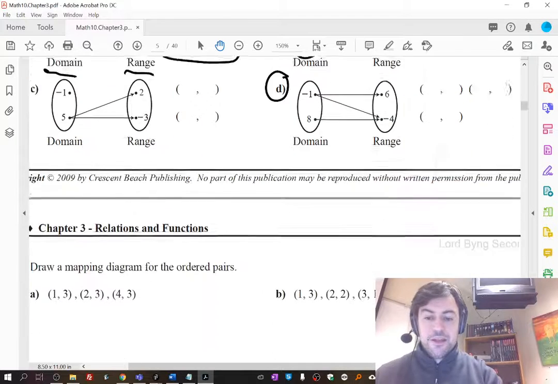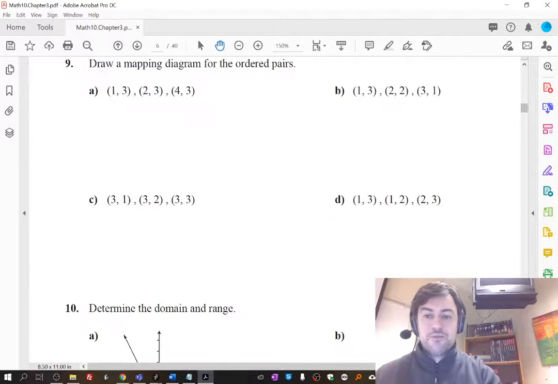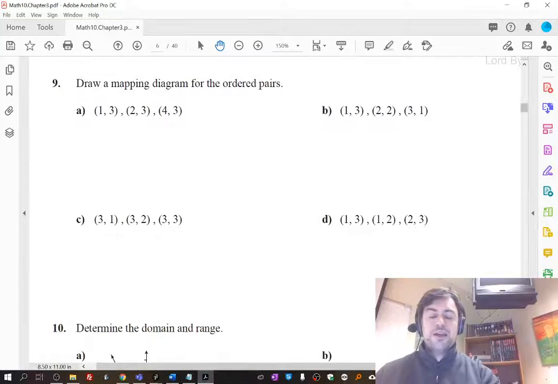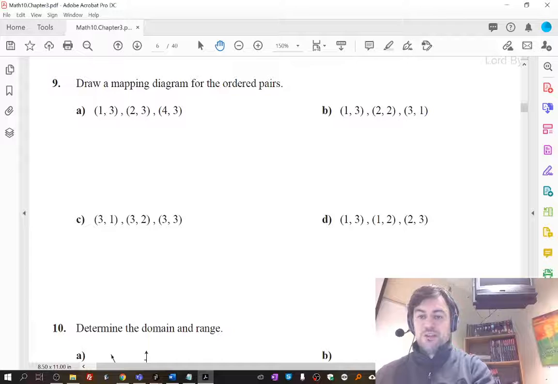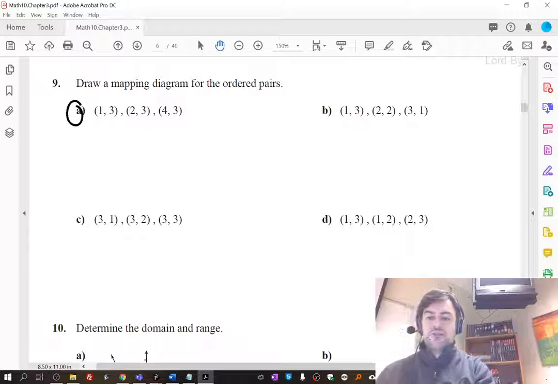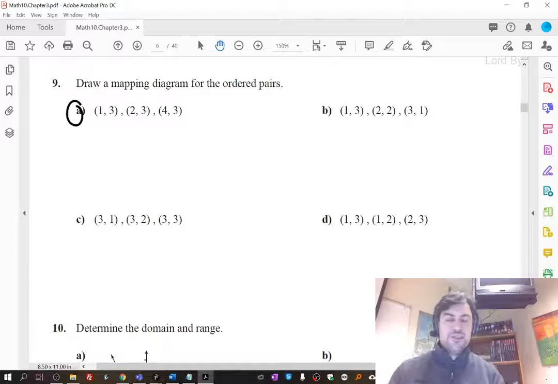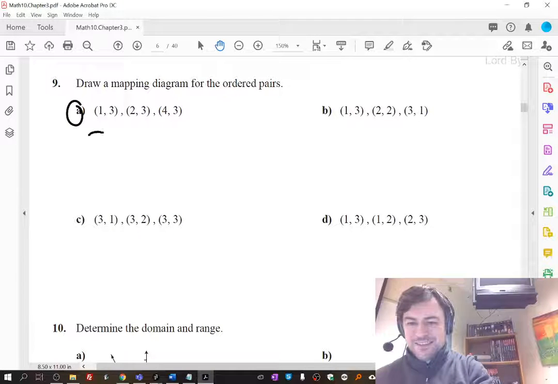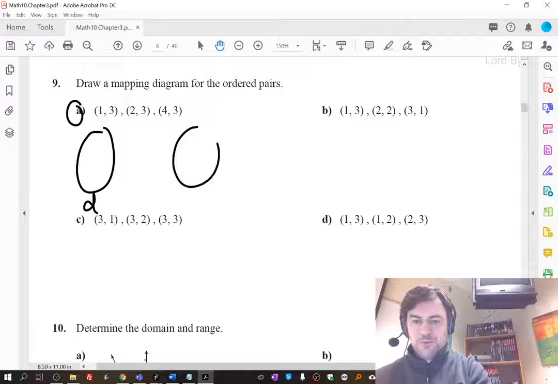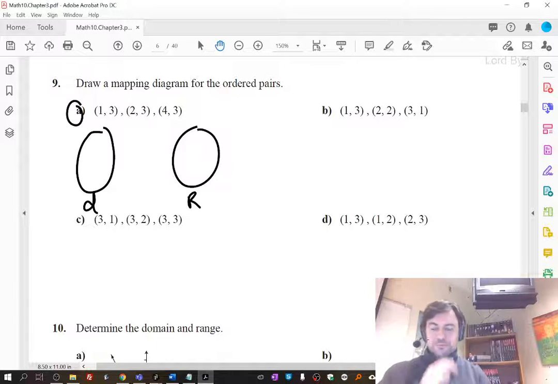In question 9, we're going to go the other way. They're going to give us the ordered pairs, and we have to do the mapping diagram. Remember, the number of ordered pairs is going to correspond to the number of arrows. I see there are 3 ordered pairs in question A, so you'd better have 3 arrows. So here I'm going to draw my eggs. Here's my domain, and over here, here's my range.